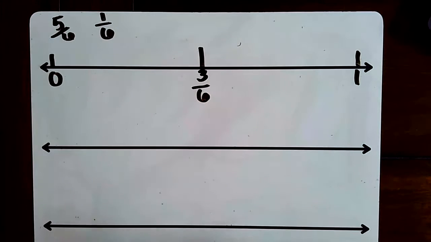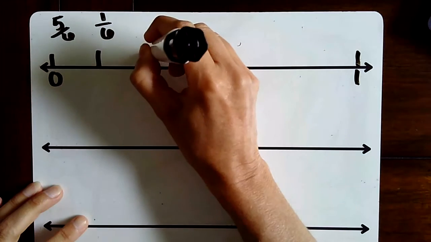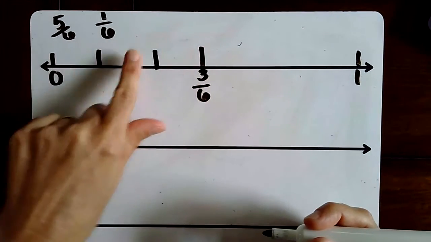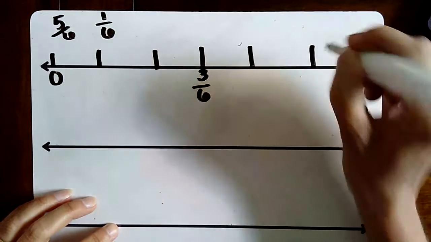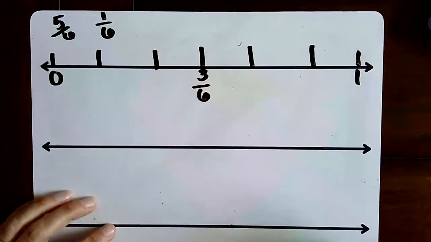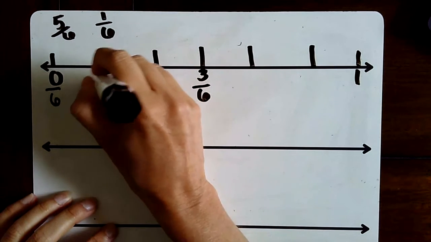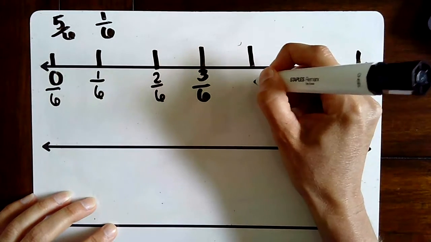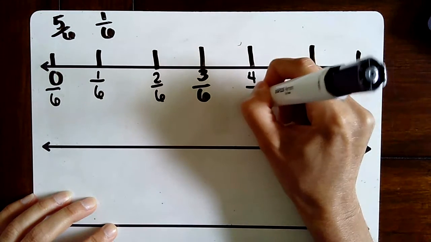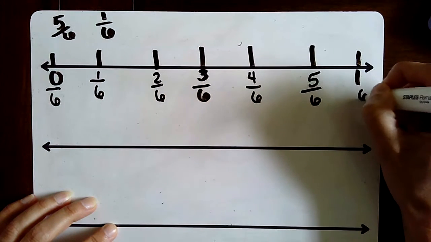So how many pieces should be on this side? 3. So in order to make 3 pieces, remember we draw 2 lines. That gives us 1, 2, 3, then 2 more lines, 4, 5, 6. Now let's get this one labeled. 0/6, 1/6, 2/6, 3/6 already there, 4/6, 5/6, and 6/6, same as a whole.